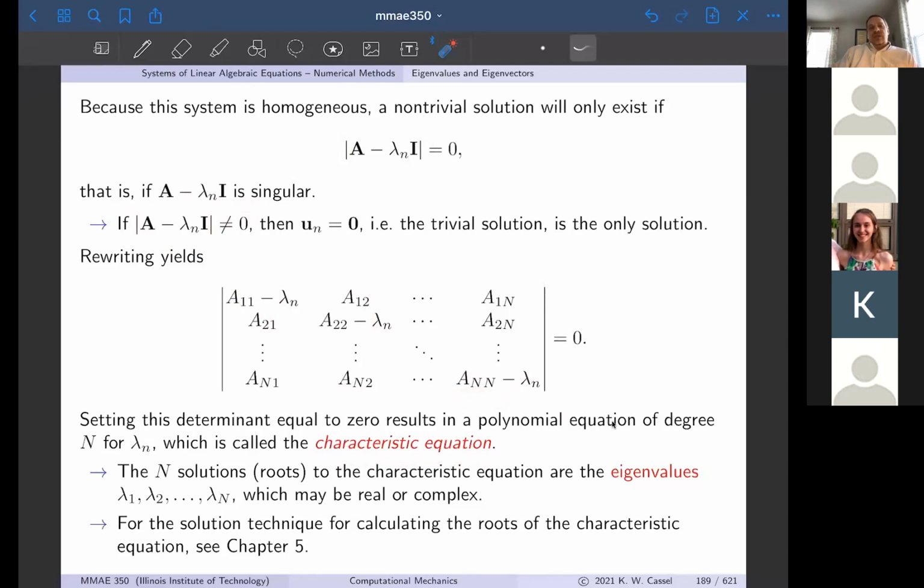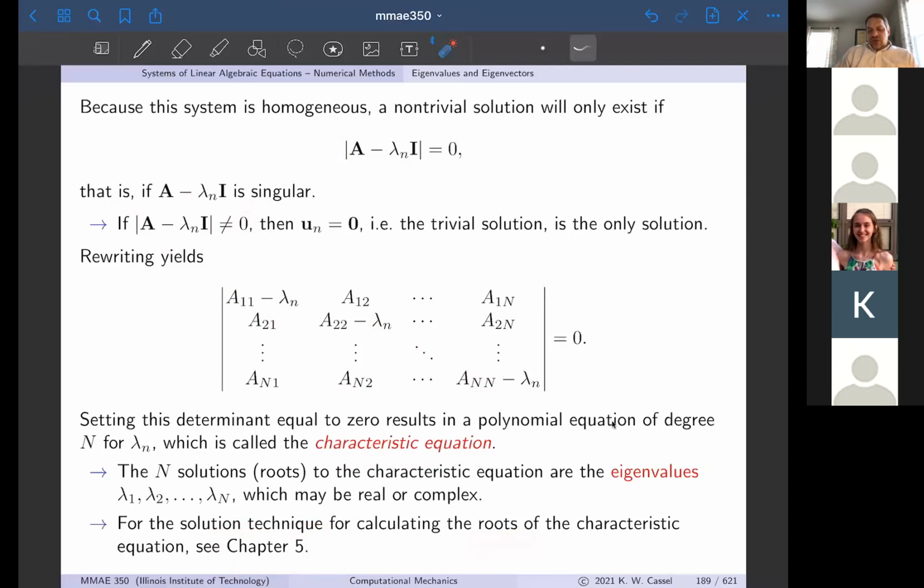If it's 15th order, so n is 15, then we'll get a degree 15 polynomial with lambda to the 15, lambda to the 14, 13, and so forth all the way down. Now, obviously, other than quadratics or maybe cubics, these are hard to solve by hand. So we'll often need software to do this, and we'll talk about that in chapter 5, how we actually get the roots or solutions of any kind of equation, not just these characteristic equations, but any kind of nonlinear equation.